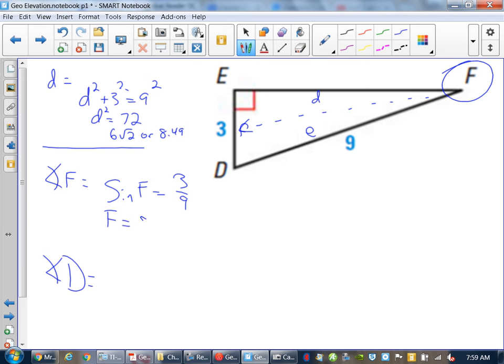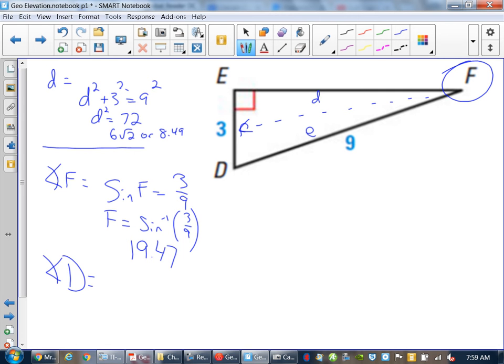Inverse, and you write it out. When you take the inverse sine of 3 over 9, it's probably around 33, 34 degrees. No. 19 point what? 5 something? 4.7. Okay. Two decimals.